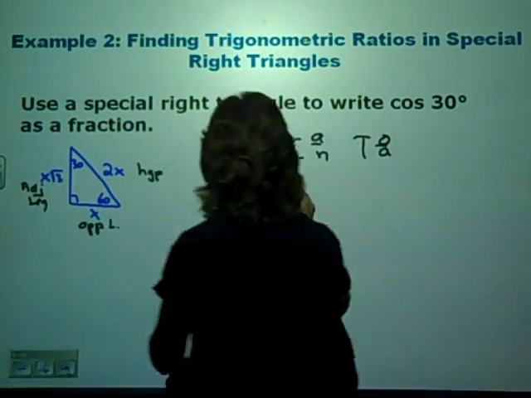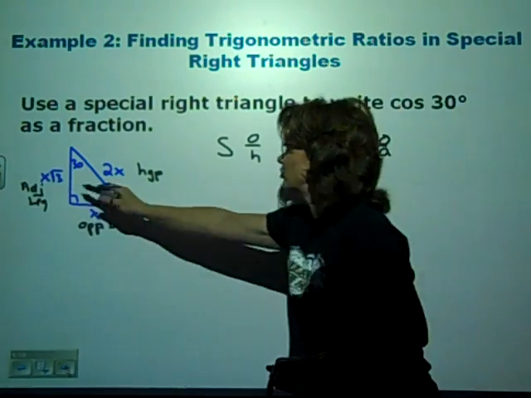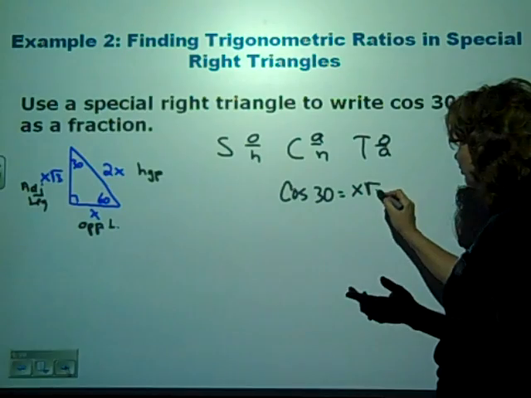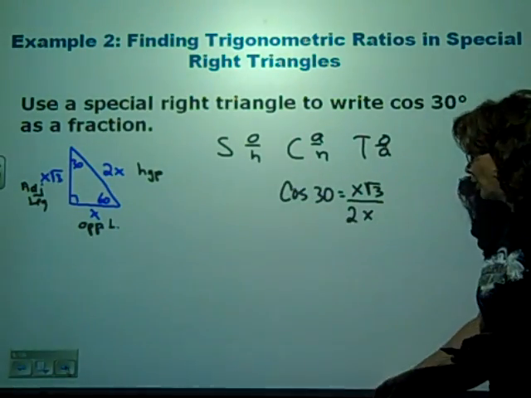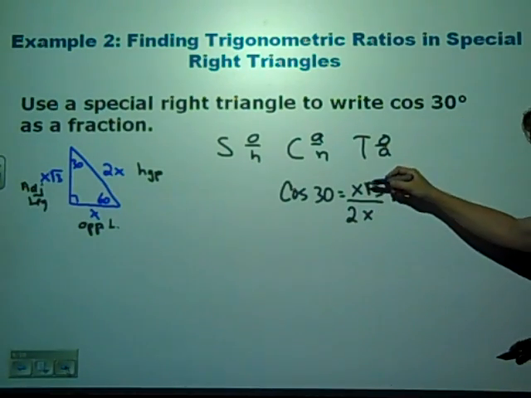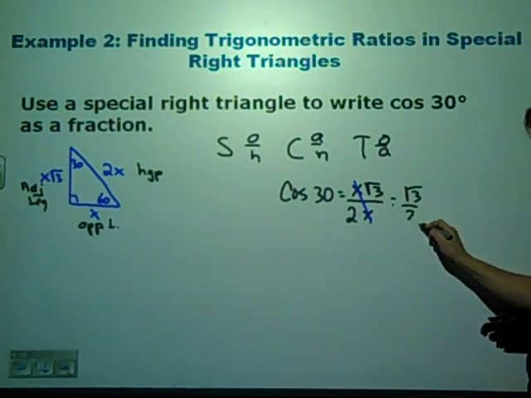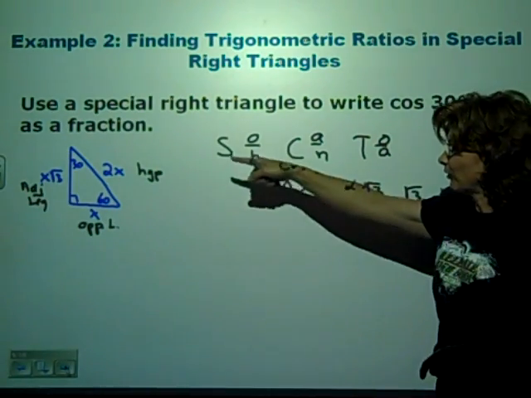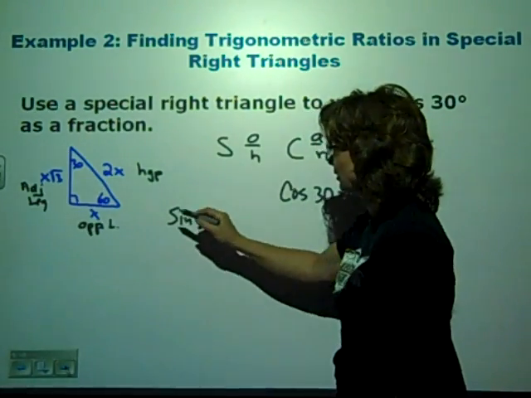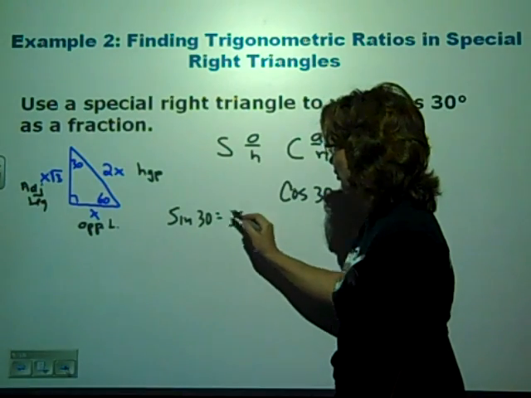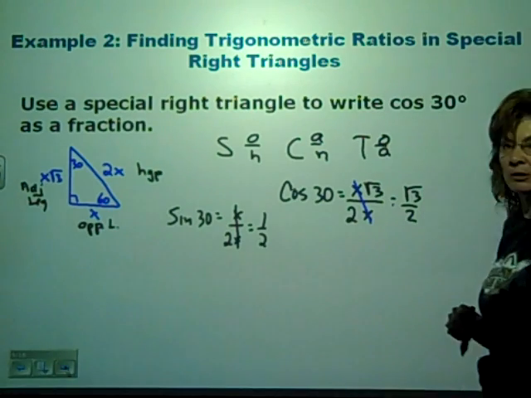So to write the cosine of 30, I'm going to say the cosine of 30 degrees equals the adjacent, some number times the square root of 3 over the hypotenuse, 2 times some number. Well, any number over itself is 1, so I can cancel those out and get square root of 3 over 2. If I was going to do the sine, once I've done all this work, it's easy enough. The sine of 30 is going to be the opposite, so x over the hypotenuse, 2x. Those will cancel out, and I have 1/2.